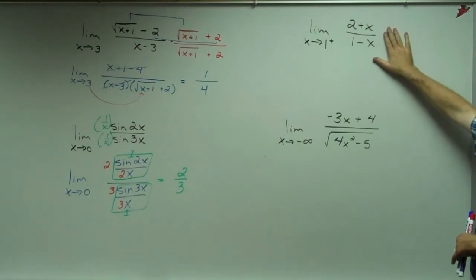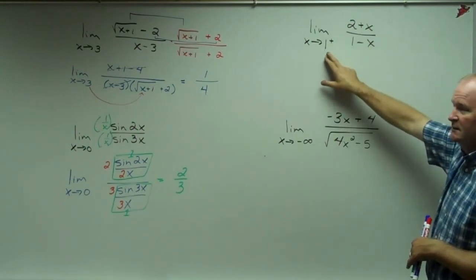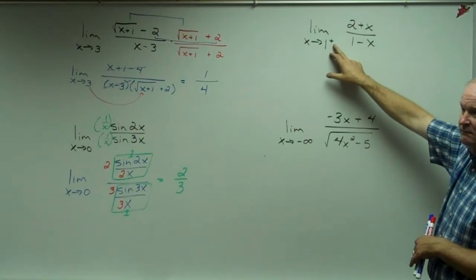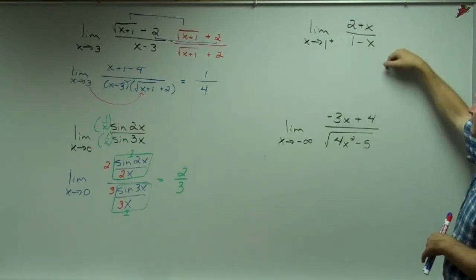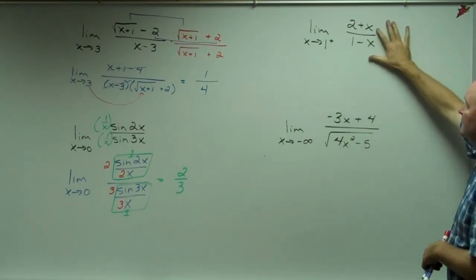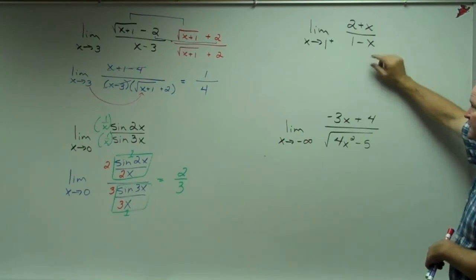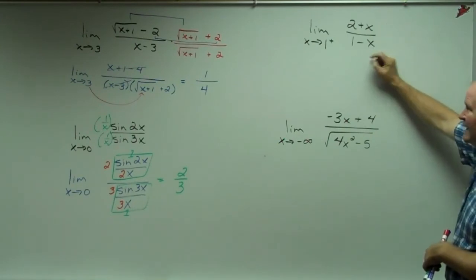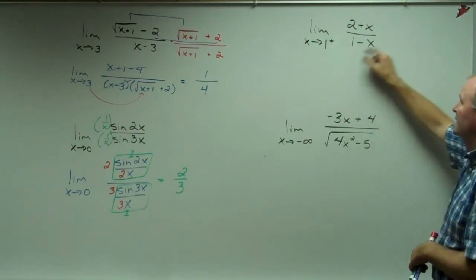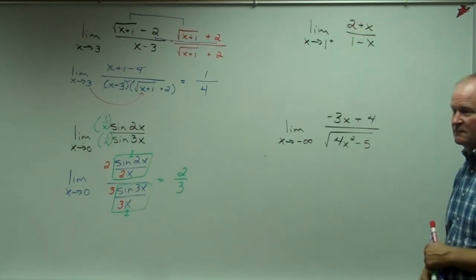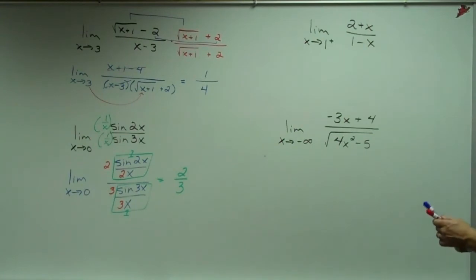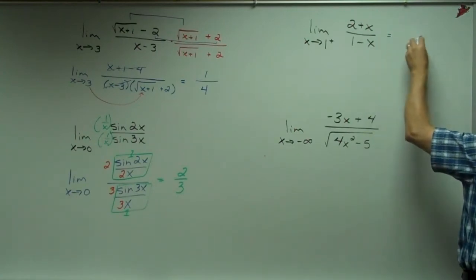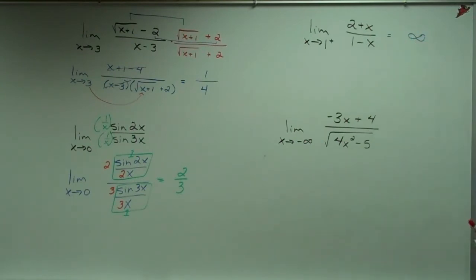Last one over, last column. Limit as x approaches 1 from the right. 2 plus x over 1 minus x. You plug 1 in. I'm thinking one-sided again, right? That's about as simple as it's going to get. So what's the answer to this? It goes to? It's going to go to infinity.